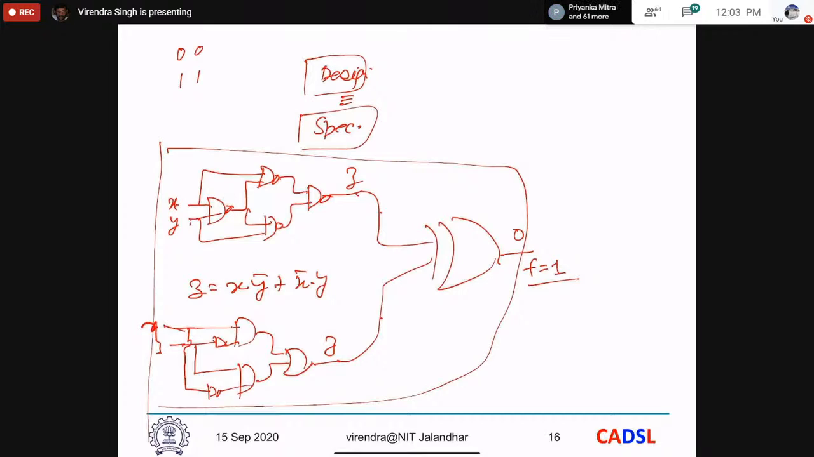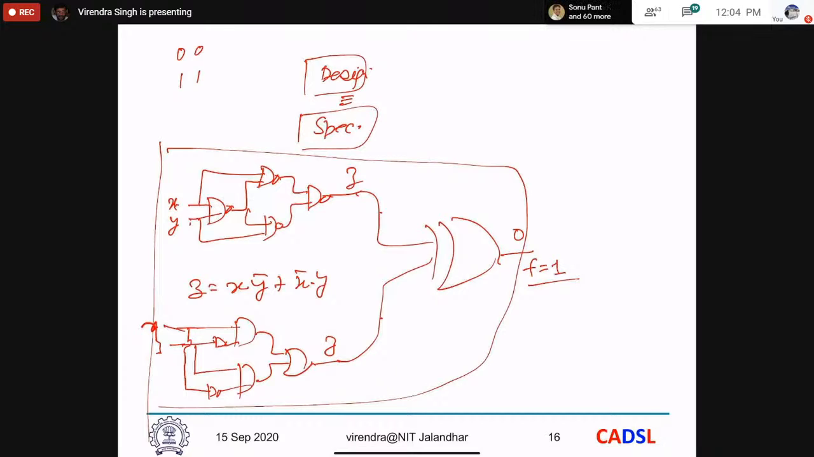If I can get f equal to 1, that is the input for which both of the circuits are giving me two different outputs, and therefore they are not the same. That means there is some bug in one of the circuits, or maybe in the design or specification. My specification is assumed to be correct, therefore there must be a bug in my design, right? So that's how I can use SAT.